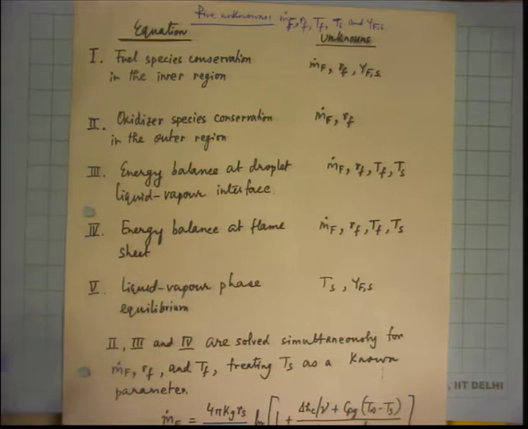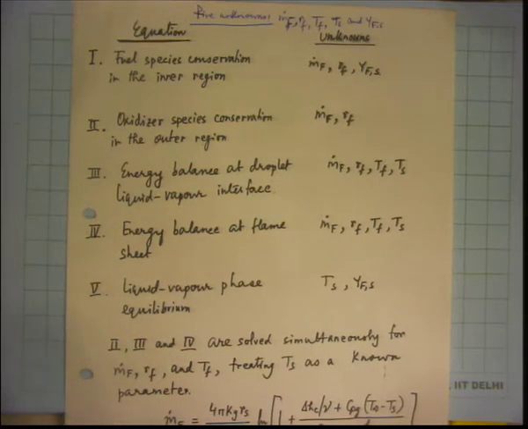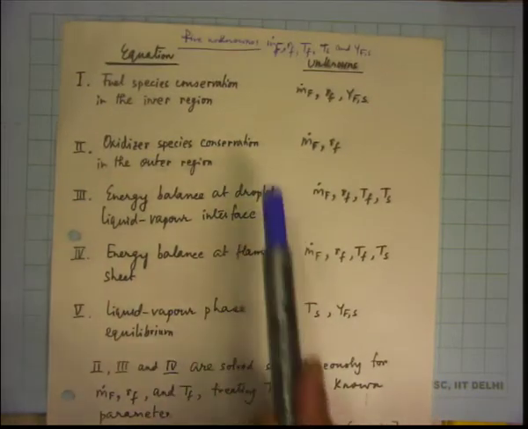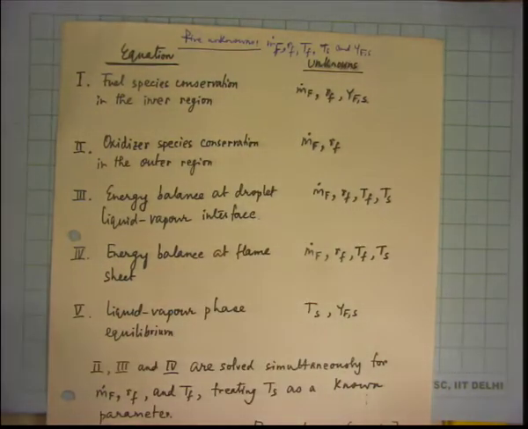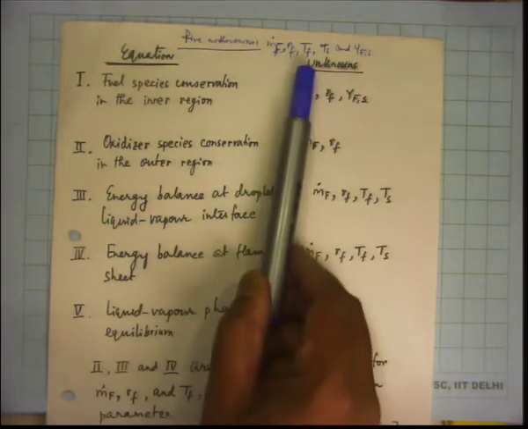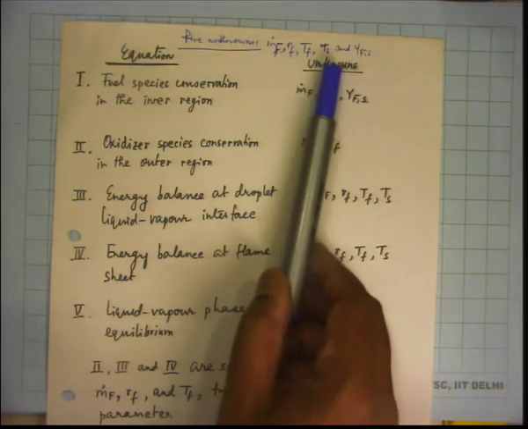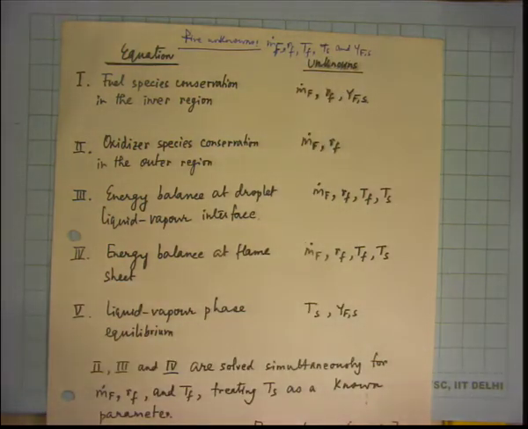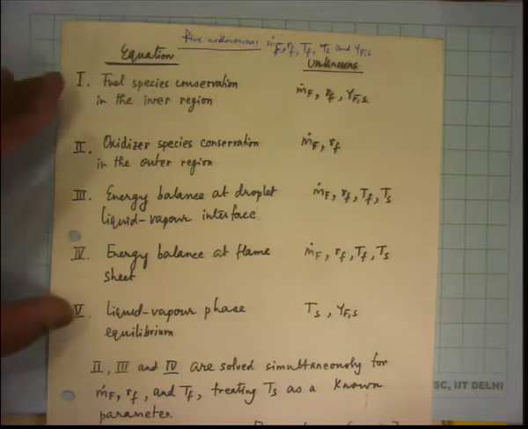So there are 5 equations and the unknowns are also listed at the top. These are m dot of fuel, so that's the burning rate, then radius of the flame, flame temperature, Ts is the droplet surface temperature, and YFS is the fuel mass fraction at the droplet surface, that is at the liquid vapor interface. To get these 5, we can use these 5 equations.